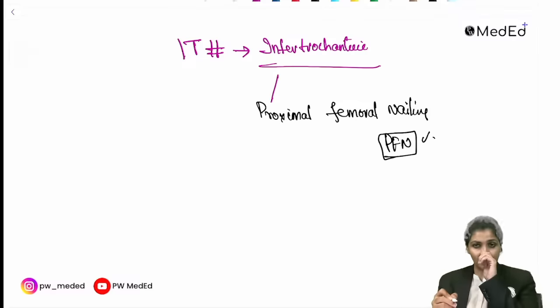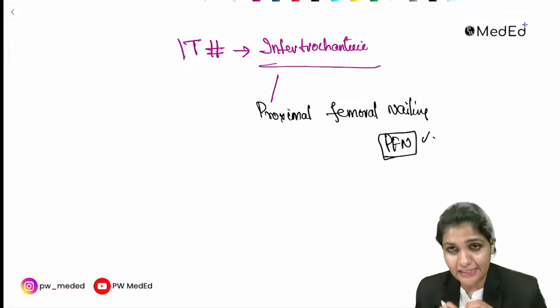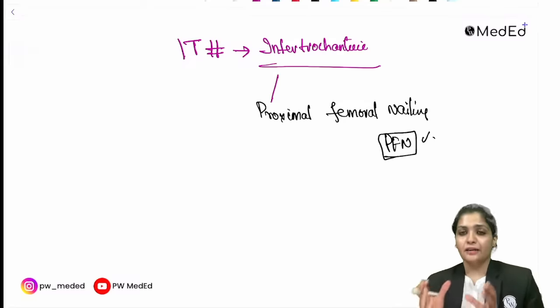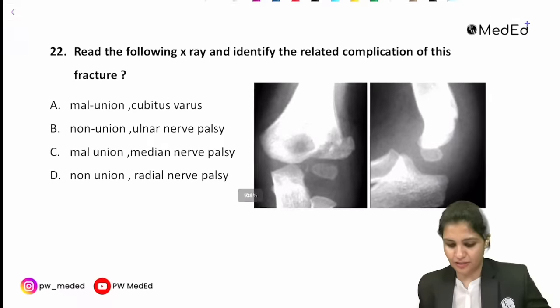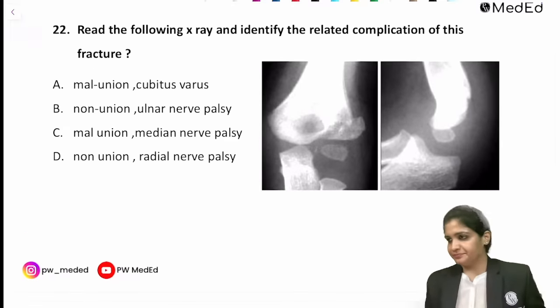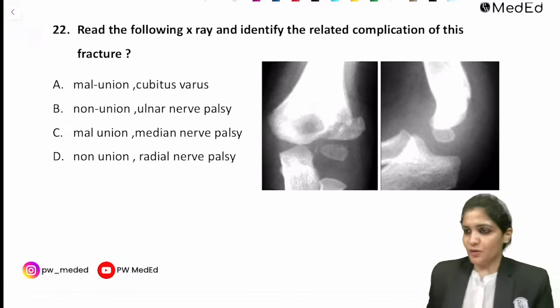Whereas for IC, there are various options. If the patient is less than 60 years, you can still try for osteosynthesis. If it is more than 60 years, there are two options, that is hemiarthroplasty and total hip replacement. You can discuss with the patient and then take the decision. Next question, please.